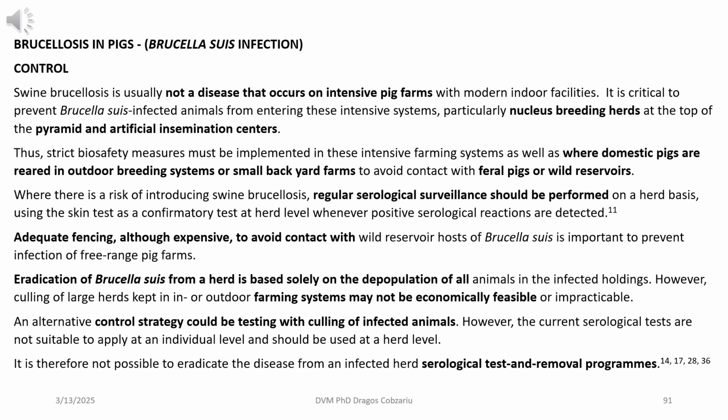Eradication of Brucellosis from a herd is based solely on the depopulation of all animals in the infected holdings. However, culling of large herds kept in indoor or outdoor farming systems may not be economically feasible or practicable. An alternative control strategy could be testing with culling of infected animals. However, the current serological tests are not suitable to apply at an individual level and should be used at a herd level. It is therefore not possible to eradicate the disease from an infected herd by means of serological test and removal programs.